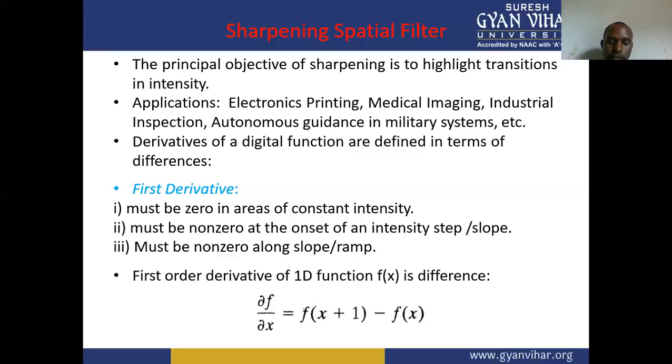So for the first order derivative of a one-dimensional function, one-dimensional function means one axis, either f of x or f of y, it is a difference. The difference is given by df over dx, which is given by f of x plus 1 minus f of x. This plus 1 is the difference that is obtained either in a region of constant intensity or a region of changing intensity.